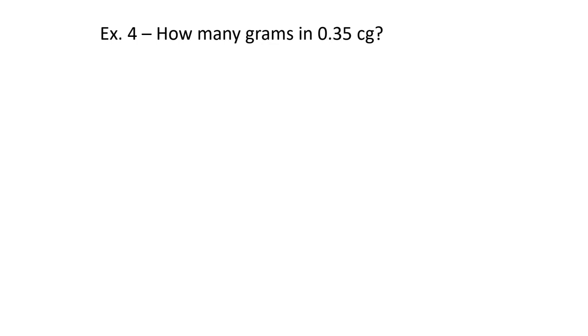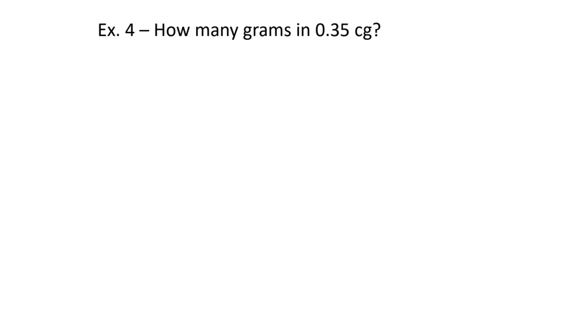Okay, let's look at this one. How many grams are in 0.35 centigrams? So gram is your base unit. So grams is 10 to the 0. All of your base units are 10 to the 0, which is 1, because it's the base unit. It's where you start. It's the bottom. So 10 to the 0.